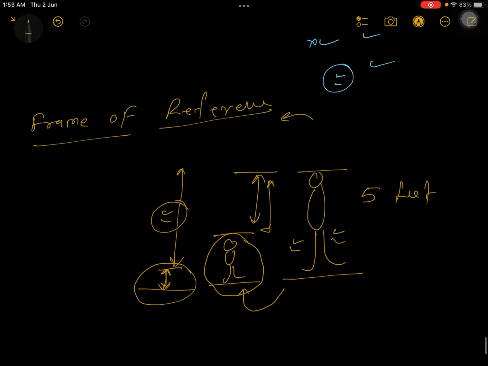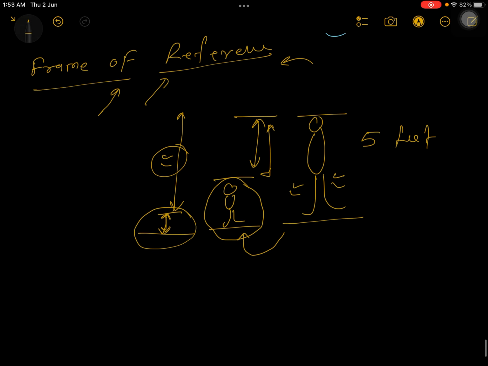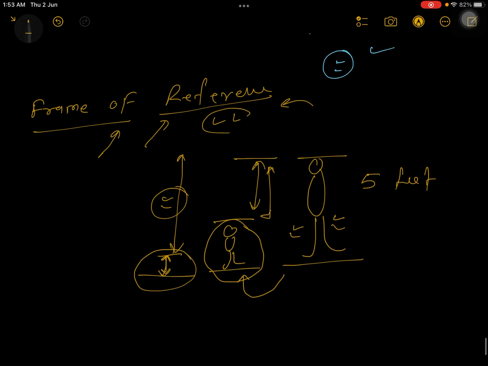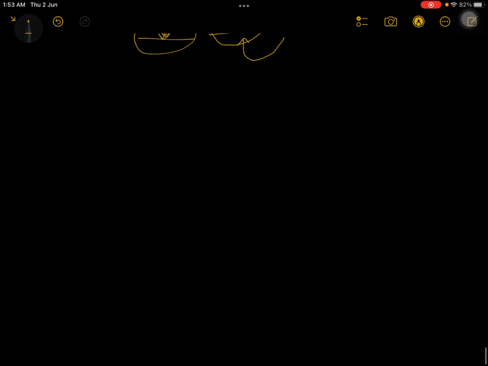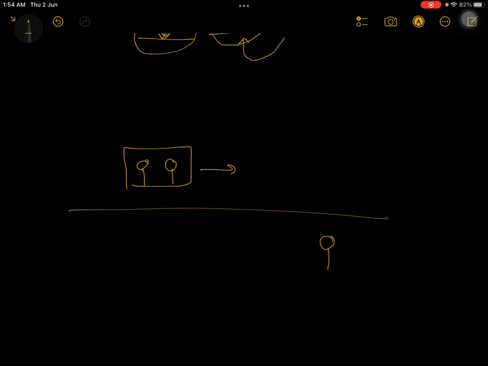So frame of reference is actually a coordinate, means frame of reference is actually a place. From there, I will judge my object. For example, imagine a car is running in this direction. One person is sitting in the car, another person is sitting in the car, and one person is standing on the road. When the car is going, the distance between these two people is not changing, or you could say the displacement between these two people is not changing.